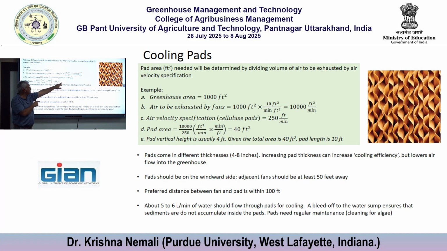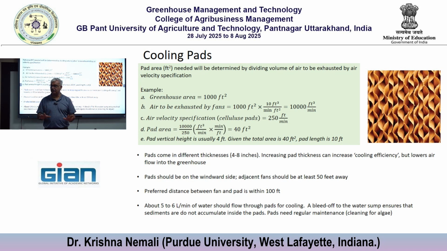In this particular case, air velocity specification is 250 feet per minute for cellulose pads. We are using that as an example. Okay. So you need two pieces of information. One, how much air you should exhaust, and then you need that air velocity specification value from the manufacturer. When you have these two things, the exhaust area is dependent on your greenhouse size. You may have a 1,000 square feet greenhouse, you may have a 10,000 square feet greenhouse. Based on that, you calculate how much air you want to exhaust with the fans. Then this one, you get it from the manufacturer.